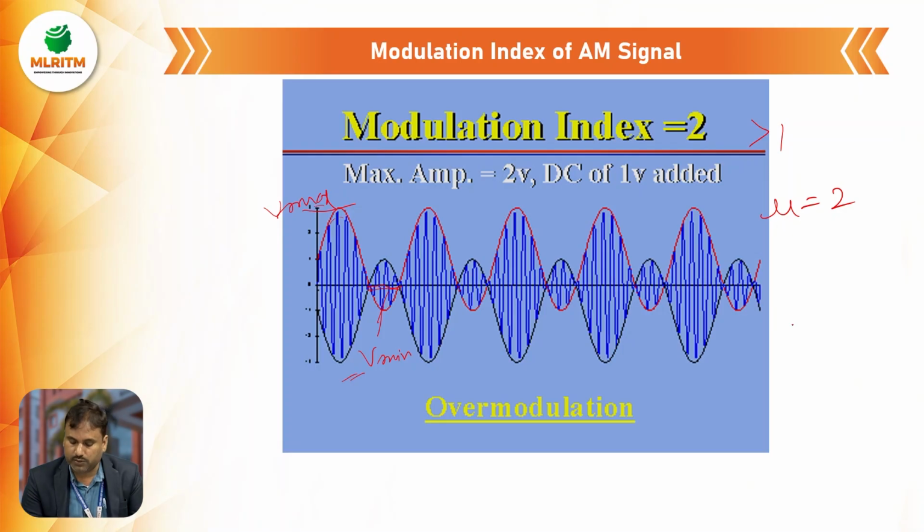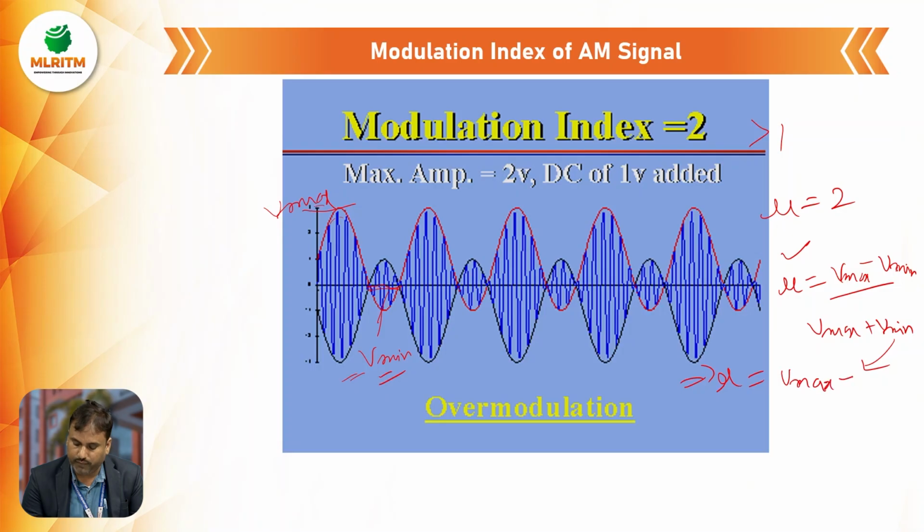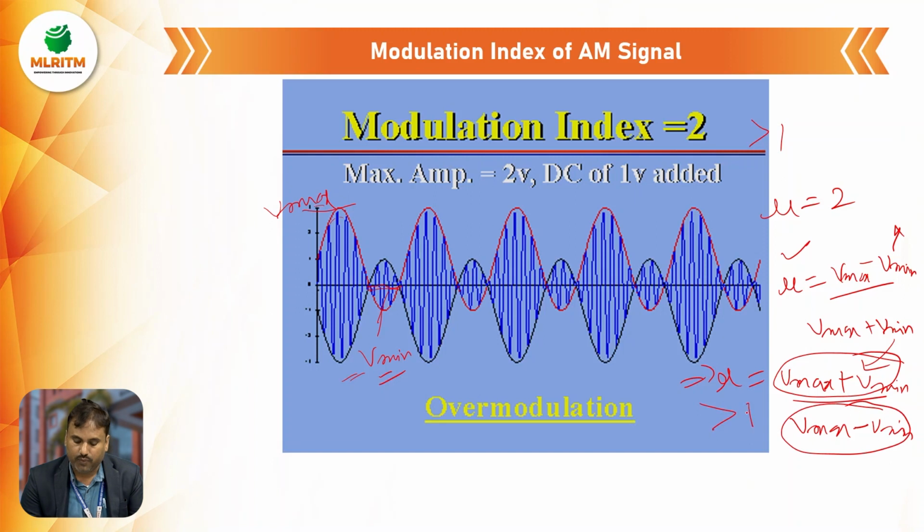From this waveform also you can find mu like this: (V max − V min) / (V max + V min). This is also a formula for finding the mu value, but here V minimum is negative. So you can rewrite this equation. Mu is equal to V max minus V minimum, so it becomes plus the magnitude of V minimum, divided by V max minus the magnitude of V minimum. The numerator is positive, the denominator is smaller, so definitely it will be greater than 1. So this is the waveform for an over modulated signal.